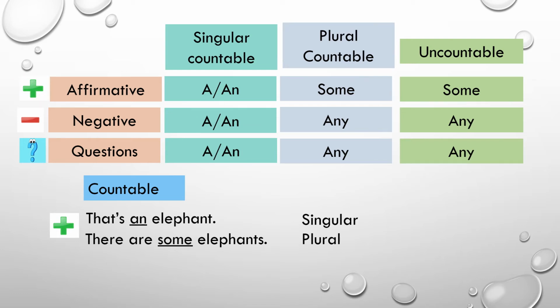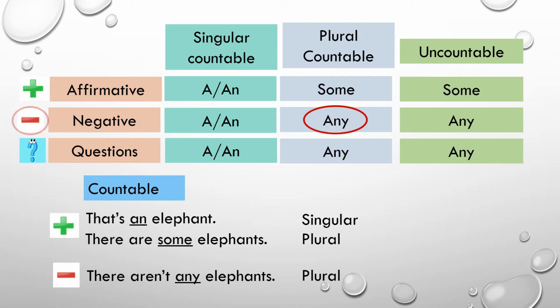What would be the opposite of the sentence? Apa ayat berlawanan dengan ayat tadi ataupun ayat negatif? Penafian. There aren't any elephants. Tak ada pun gajah. And any is for negative sentence. Dan penggunaan perkataan any ialah untuk pernyataan negatif ataupun pernyataan penafian.